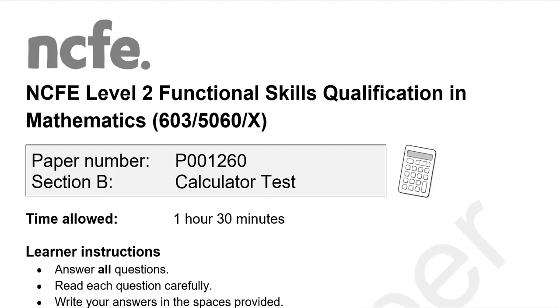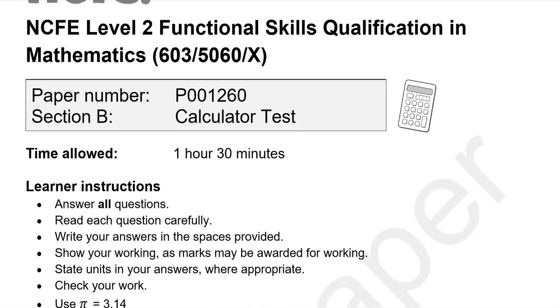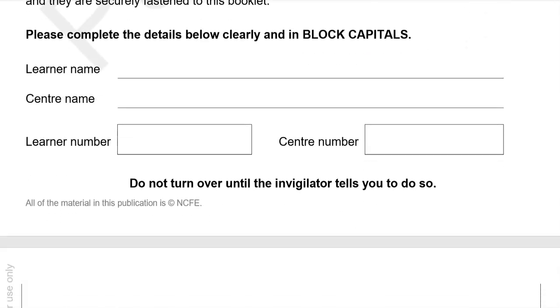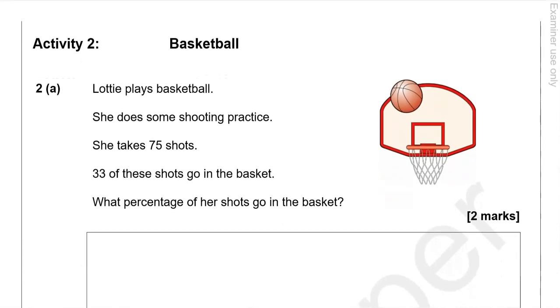This is the second part of a Level 2 Functional Skills Maths paper from NCFE. In this part, you can use a calculator. We'll have a look at the questions one by one.